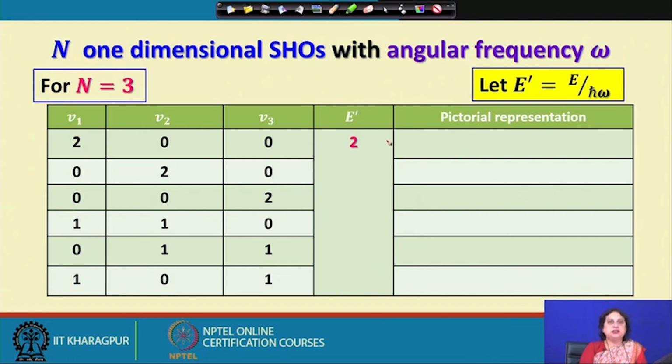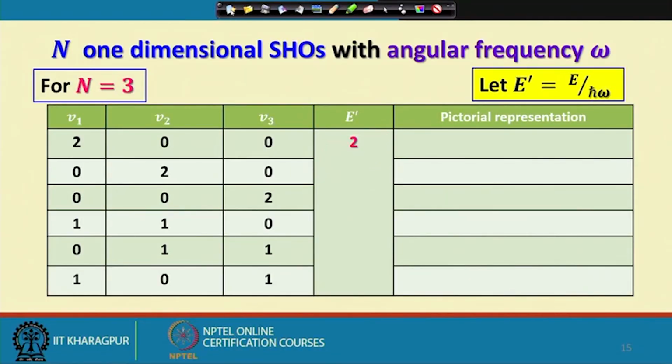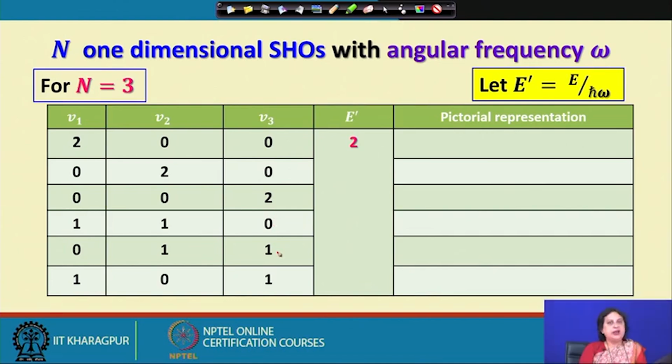for the case where the E prime value is equal to 2. Please try to understand that here I am taking the zero point energy as the 0 of the energy scale, and therefore E prime is going to be just an integer. Now, coming back, what I find here is something very interesting. Here we have 1, 2, 3, 4, 5, 6. There are 6 different ways in which the total energy of the system will be equal to 2.